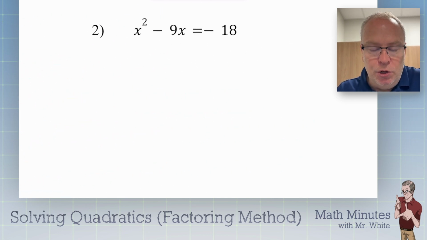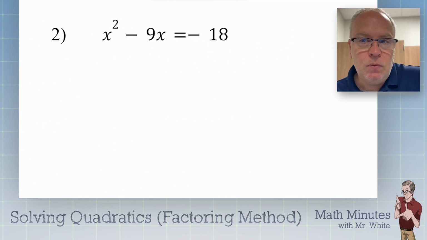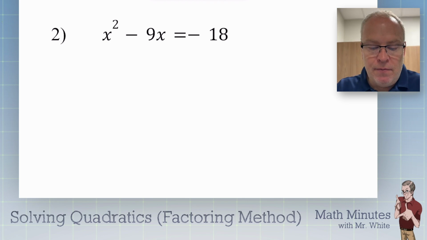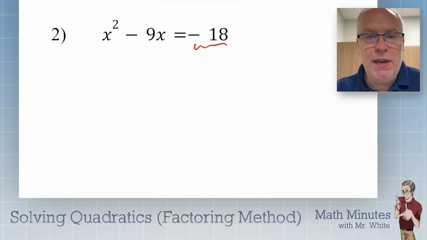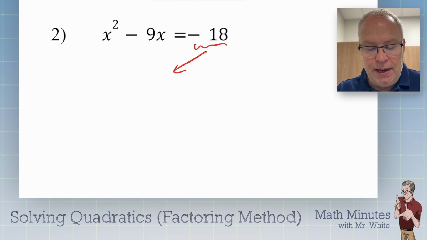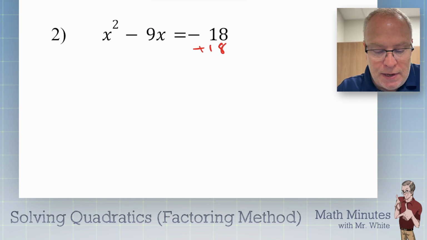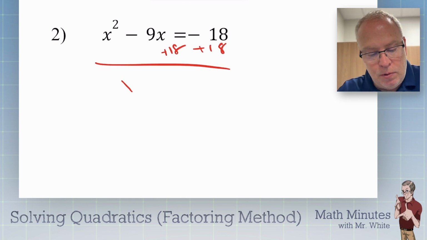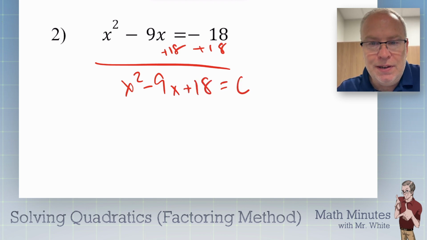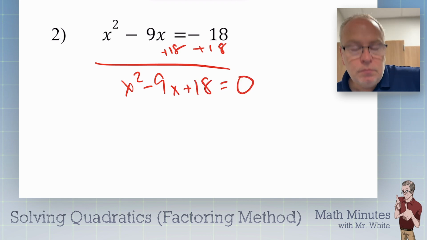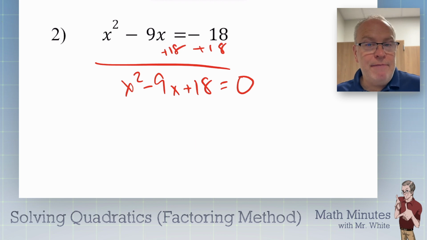Let's go over here to number 2. What's different here? It's not set equal to 0. So we have a toolbox for that. We have an algebra toolbox where we can get rid of that negative 18 and get it to the other side. So what do we do? We add 18 on both sides. x squared minus 9x plus 18 equals 0. Now what do we do? We factor it.